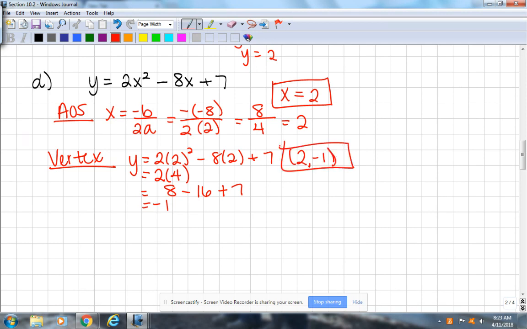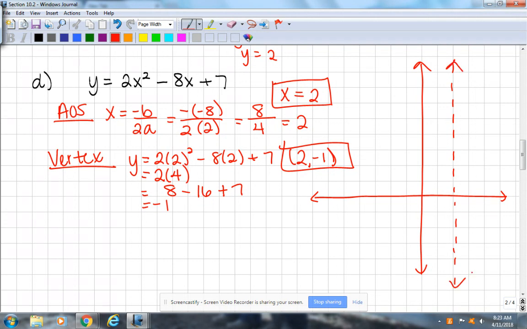Okay. So after you get your vertex, you can start working on your graph. This time, my vertical line crosses the x-axis at what number? So I go to 2 and drop a vertical line, make it dotted because it's not part of the parabola, but it's important. And what's my vertex? So I go right 2, down 1. Make sure you're on your dotted line, because if not, something is wrong.